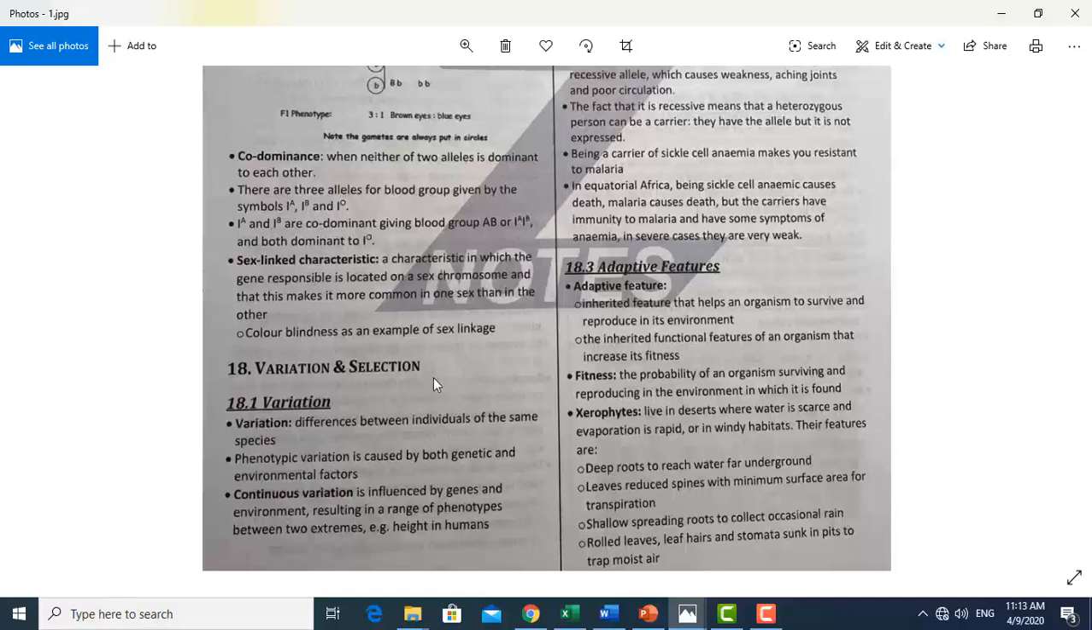The variation we're going to talk about in this chapter involves the differences between individuals of the same species. We've got phenotypic variation, which is caused by both genetic and environmental factors. Continuous variation is influenced by the genes and the environment, resulting in a range of phenotypes between two extremes, for example, height in humans, which differs from one person to another.